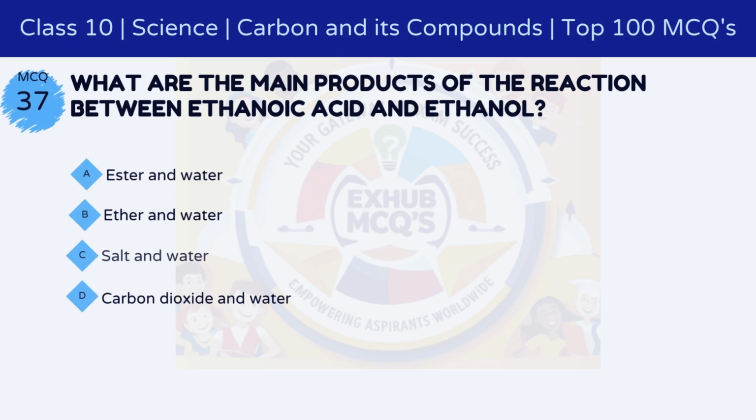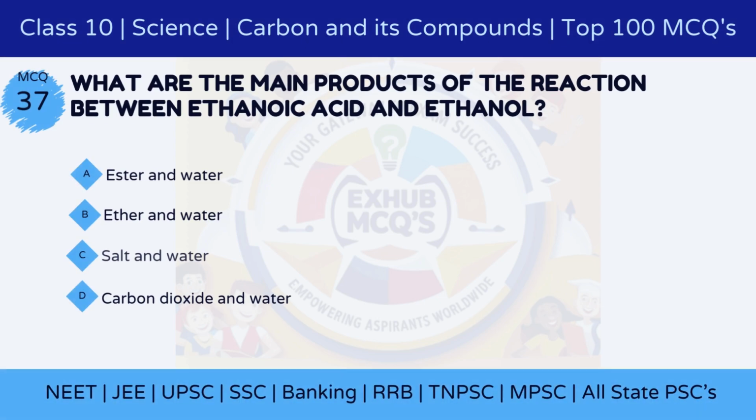MCQ 37. What are the main products of the reaction between ethanoic acid and ethanol? Option A, ester and water. Option B, ether and water. Option C, salt and water. Option D, carbon dioxide and water.